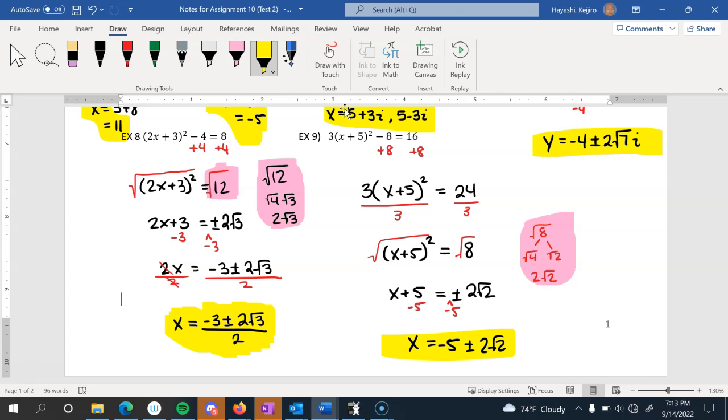So that's the square root property. It's all about, you know, okay, we can do this. This is good. Right. This is good. Okay. That's good.